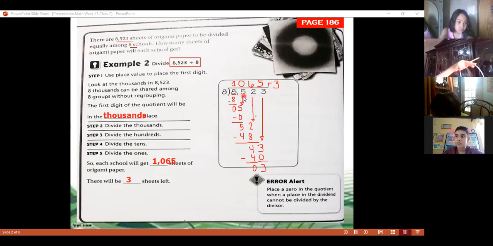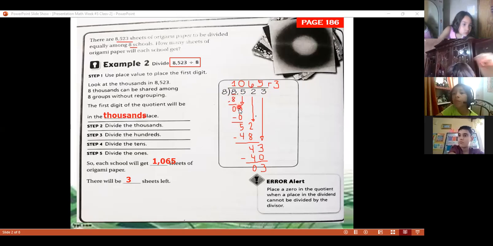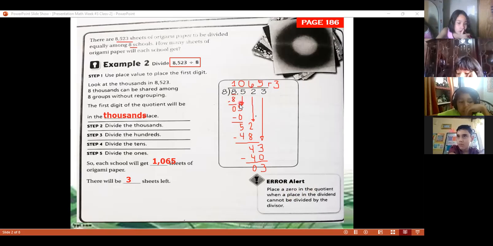Next step is to put down the next digit. The next digit is 5. 5 cannot be divided into 8 groups. So it says here, place a 0 in the quotient when you cannot divide that number on the remainder. So 5 cannot be divided into 8, so we write a 0 on the quotient. And we say 8 times 0 is 0. So we subtract again, 5 minus 0, 5.